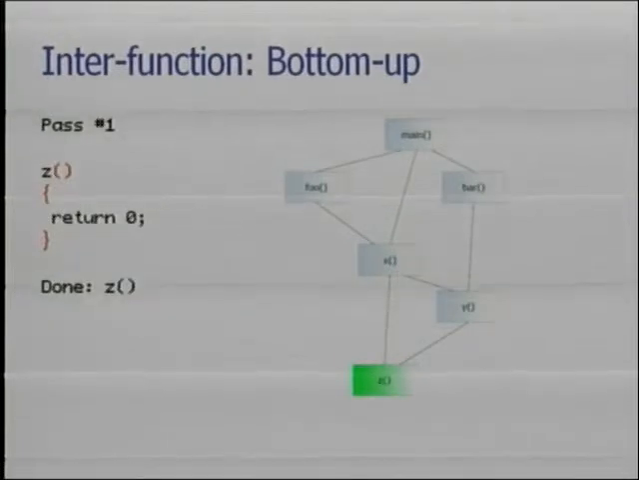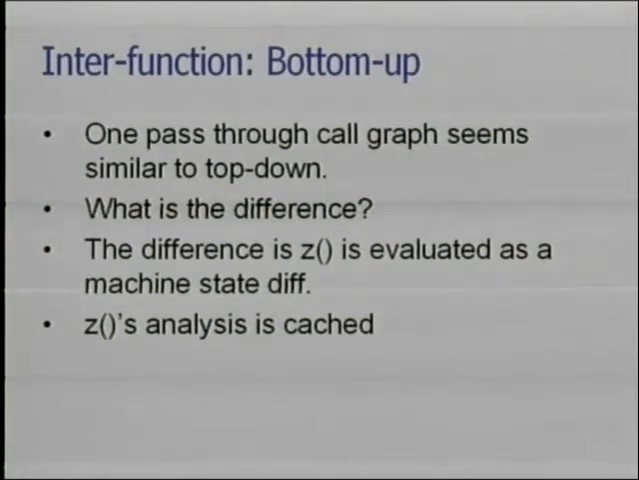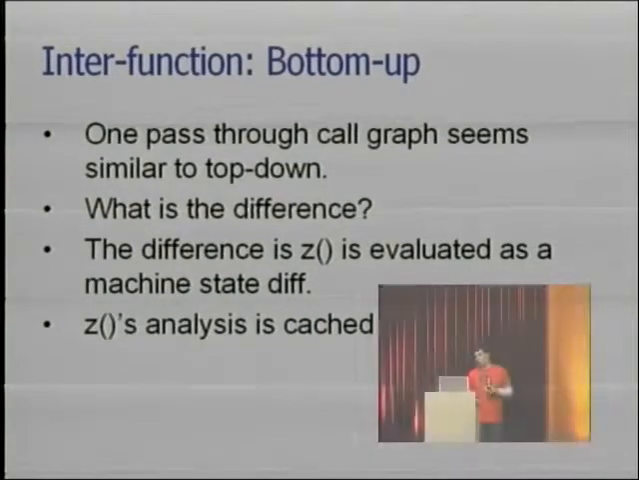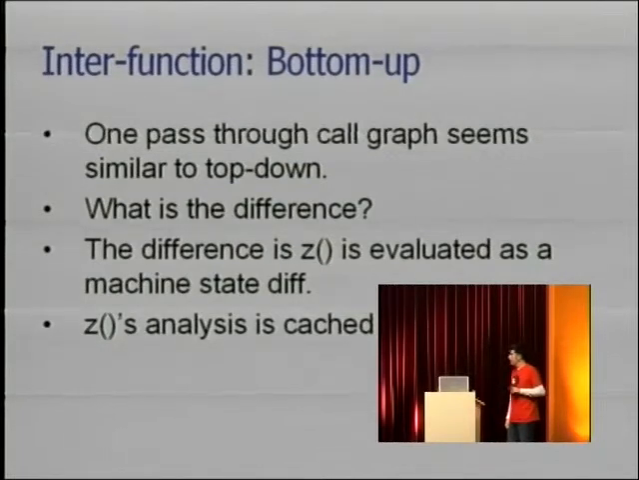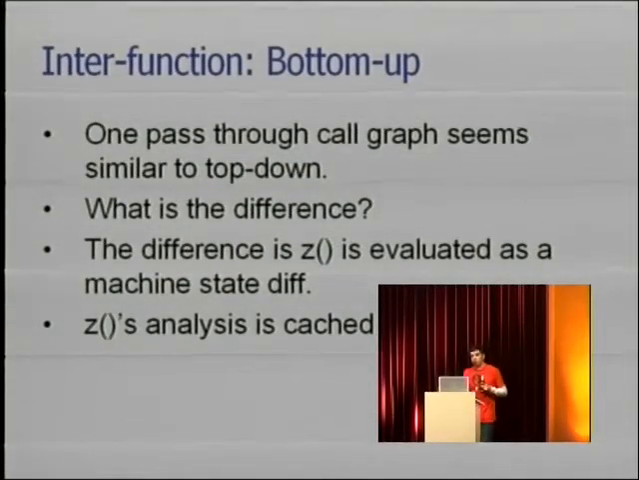Finally, z returns something. It's the leaf node. It doesn't call anything else. So we have an idea of, based on some kind of input, what the return is going to be, and we create this expression. Z is now solved, so we can cache z. We can cache this expression for z. So that was one path down, and it seems a lot like top down, but the difference is that z is done. Z is evaluated as a diff, and the analysis is cached. You don't have to look at z ever again.